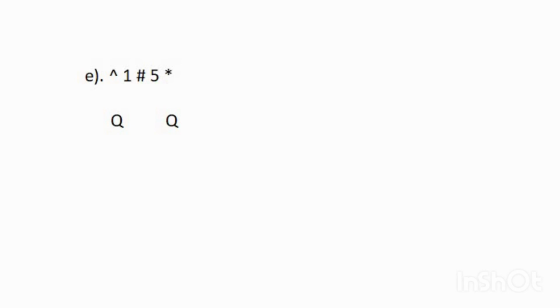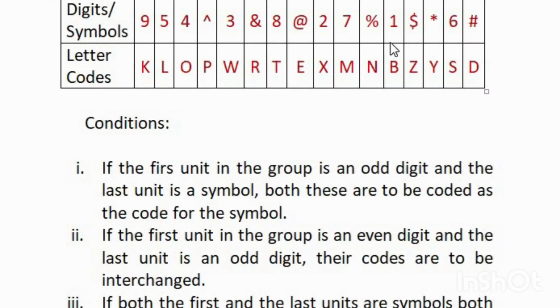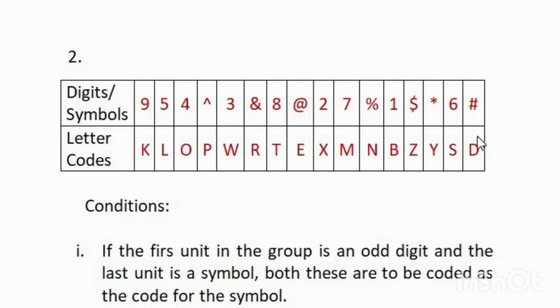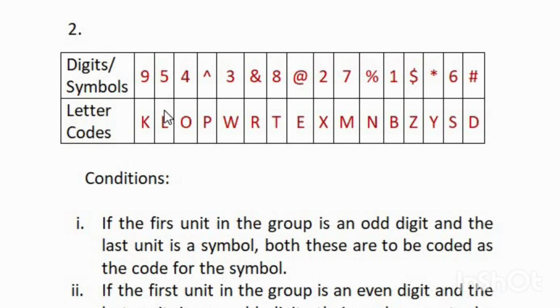Now the next unit is a number 1. From the table, the letter code corresponding to 1 is B. So write B here. Next is a simple hash. The letter code corresponding to hash is D. Next, the number 5. The letter code corresponding to 5 is L. So write L under 5. So the answer is Q, B, D, L, Q.